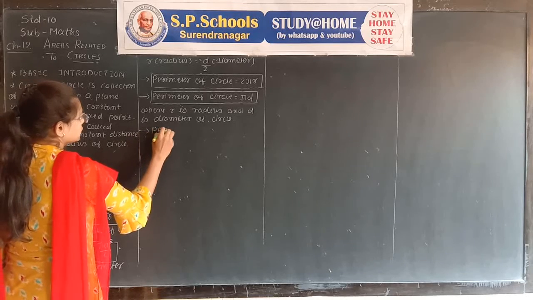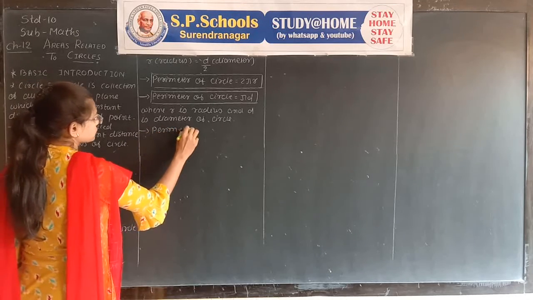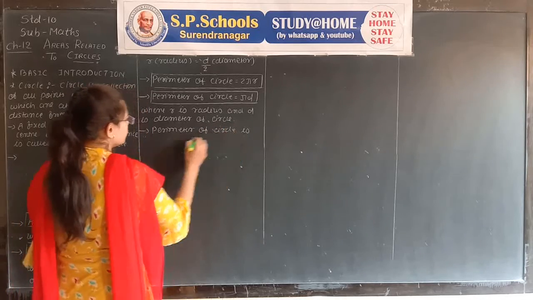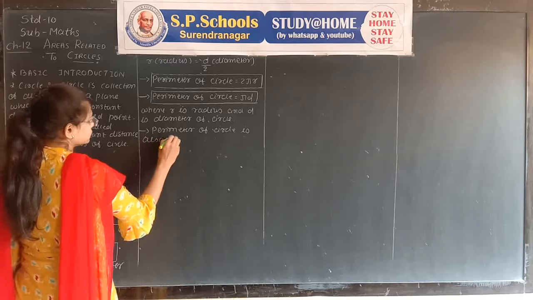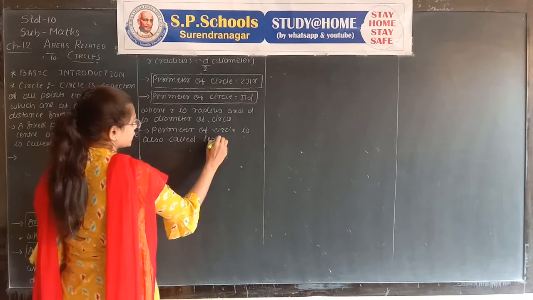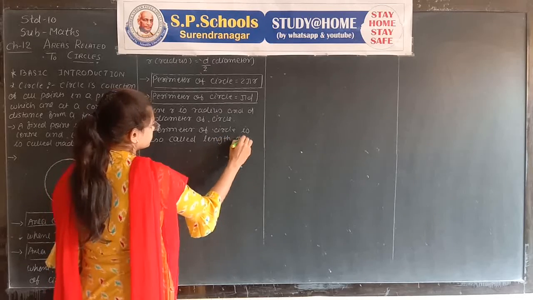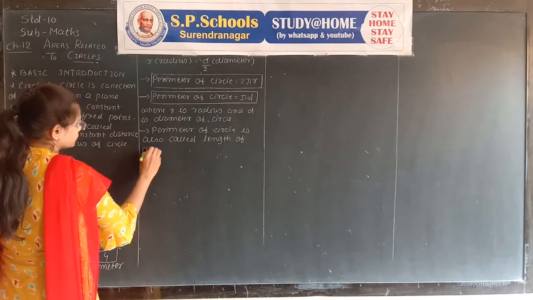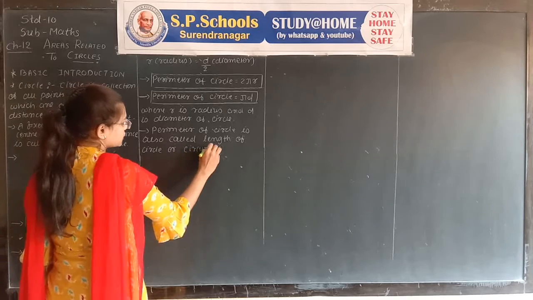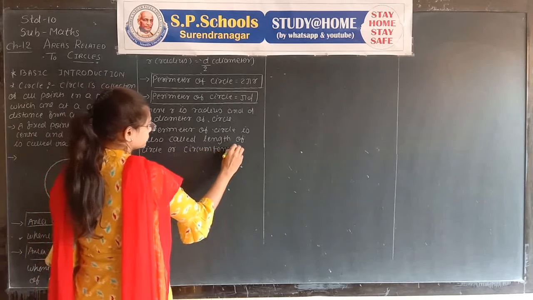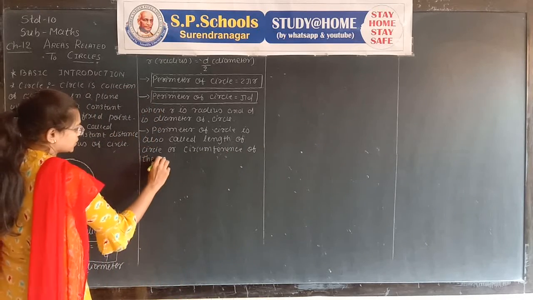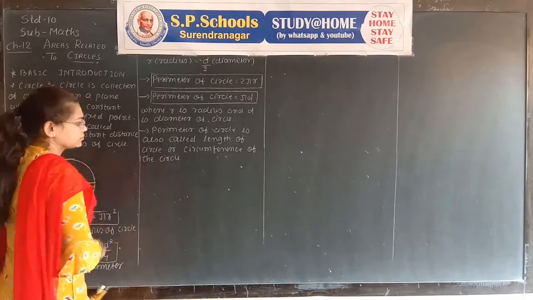Perimeter of a circle is also called the length of the circle or the circumference of the circle. Okay.